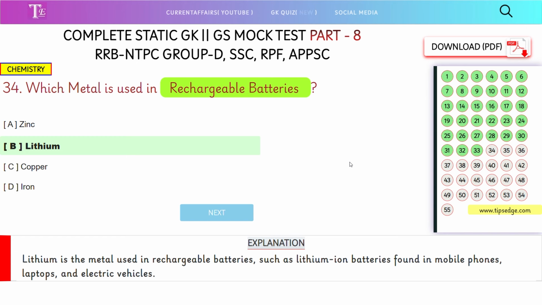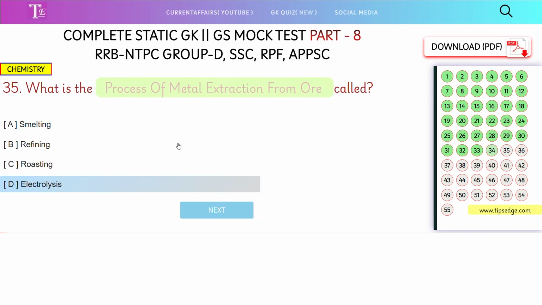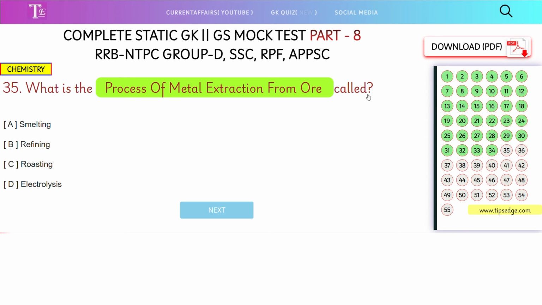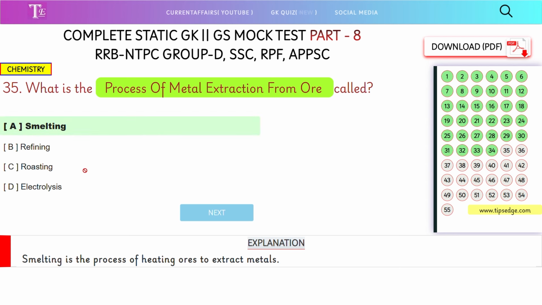Now moving to the 35th question. What is the process of metal extraction from ore called? Answer: smelting. Smelting is the process of heating ores to extract metals.